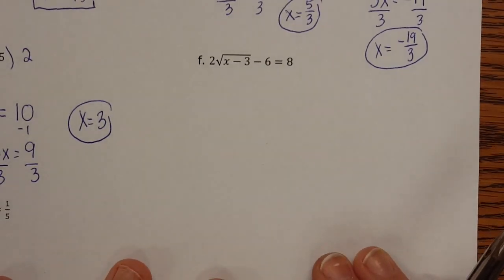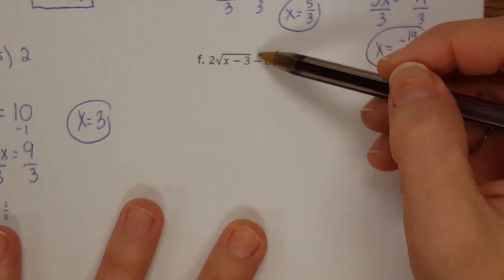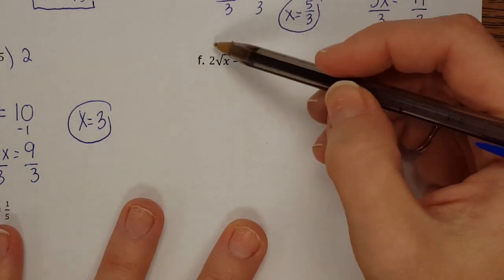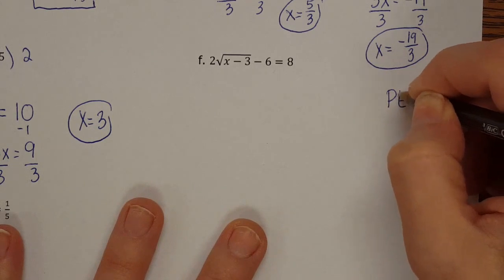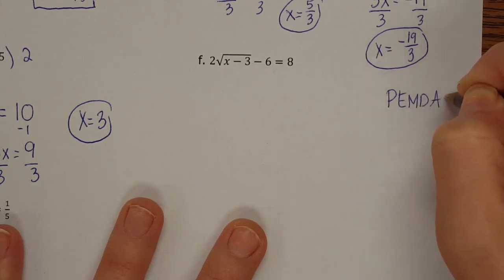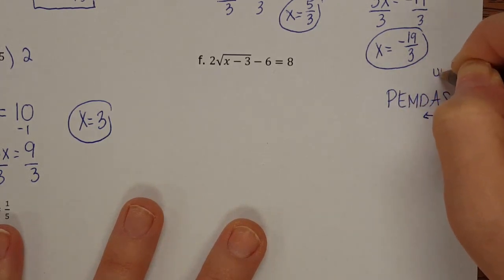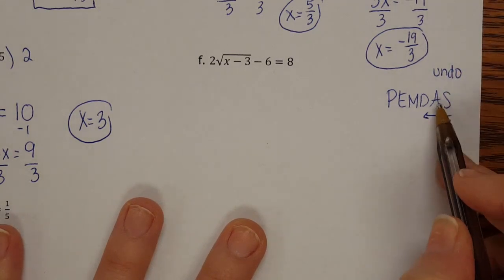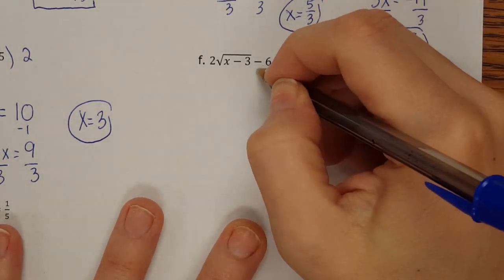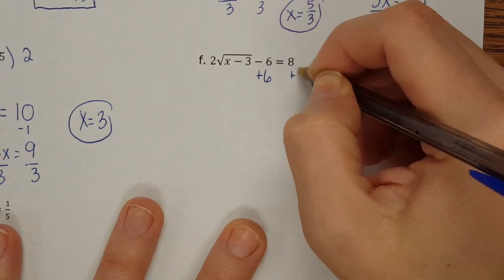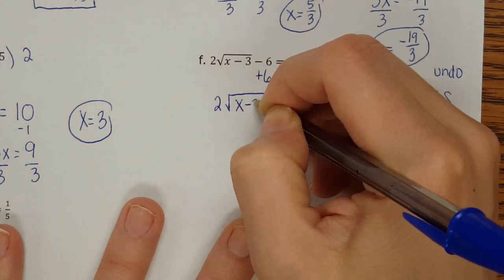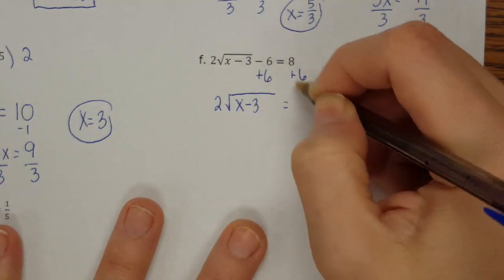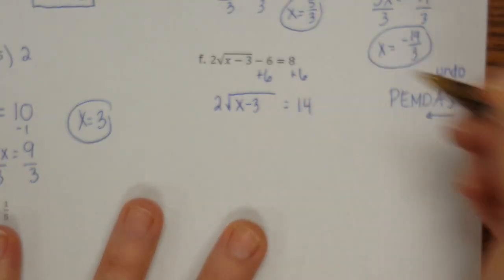All right, letter F. I'm going to undo this. So I first have to either get rid of the minus 6 or the 2. And if we undo, we are doing PEMDAS backwards. That's undoing. So I'm going to start with the addition and subtraction. So I'm going to do the opposite of subtraction, which is addition. So I have the 2 times the square root of x minus 3 equals 14.